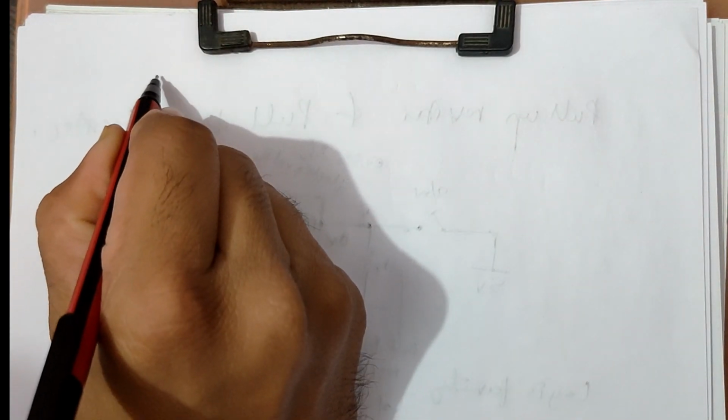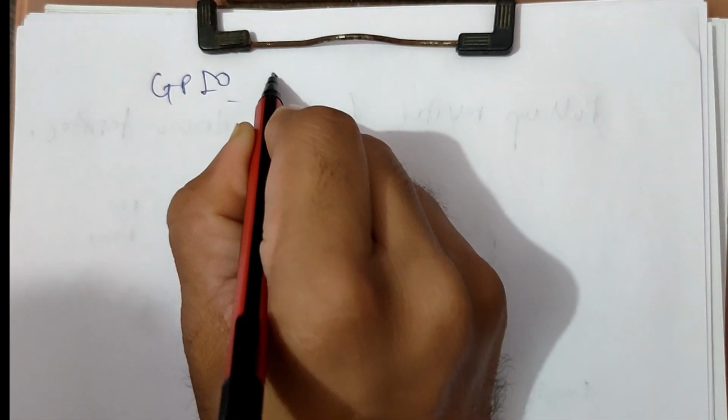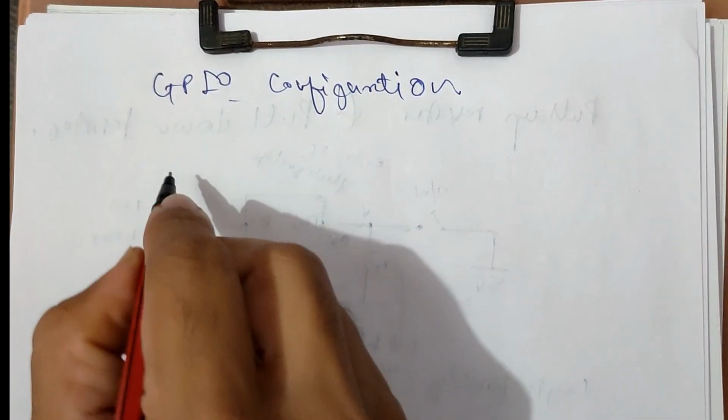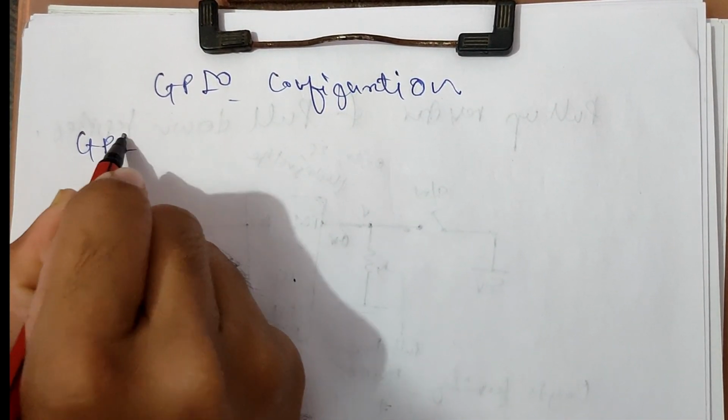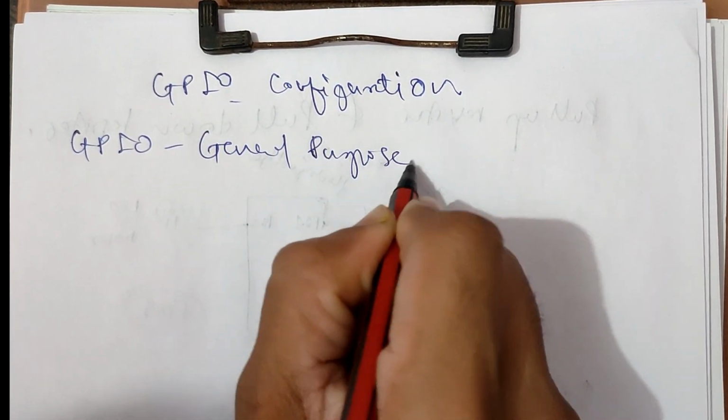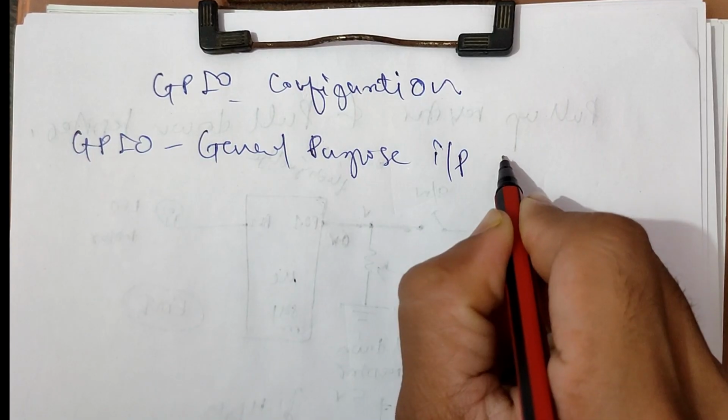Today we will see GPIO configuration. What is the full form of GPIO? General purpose input output.